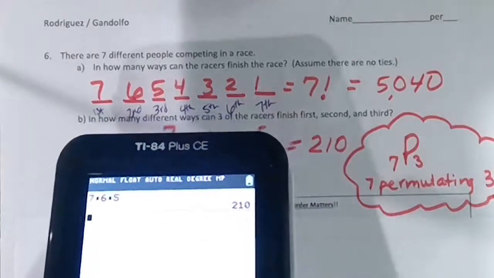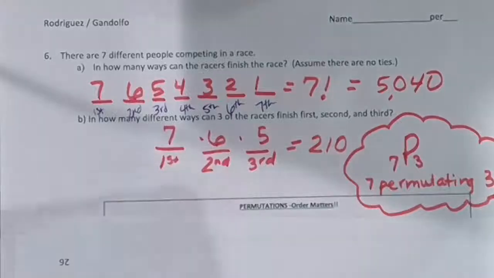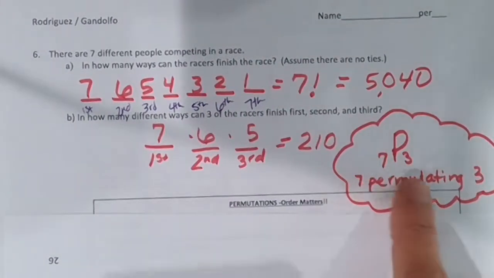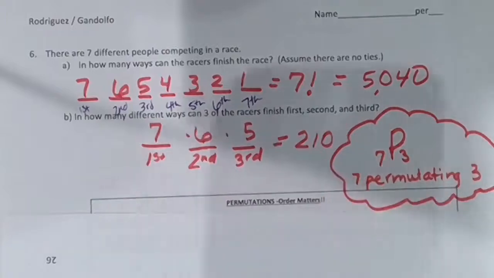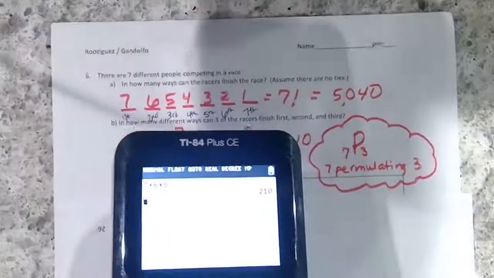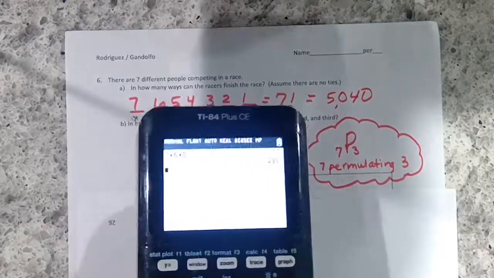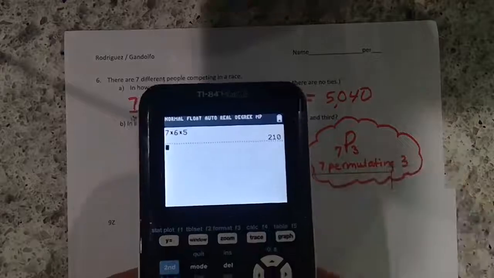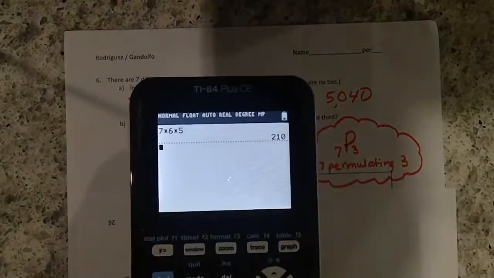And again, mathematician says, well, let's see. They came up with another way of writing this. This is 7 permutating 3. And I'll talk about what that means in a minute. Most of you, if you don't have the calculator, you can't actually do this this way. You would have to use a formula, and I'll show you the formula in a minute.